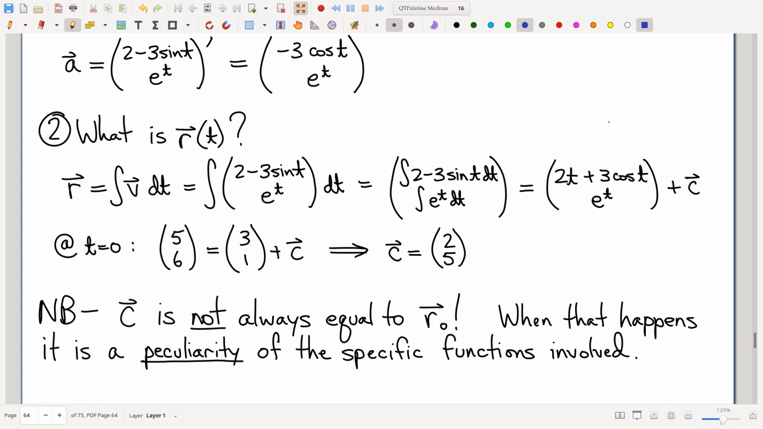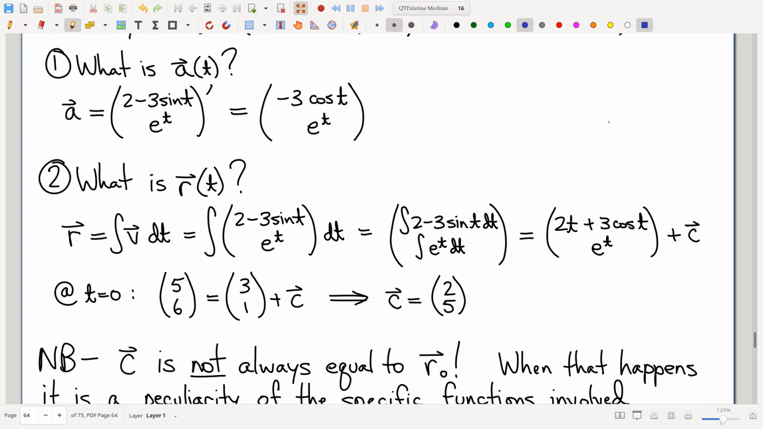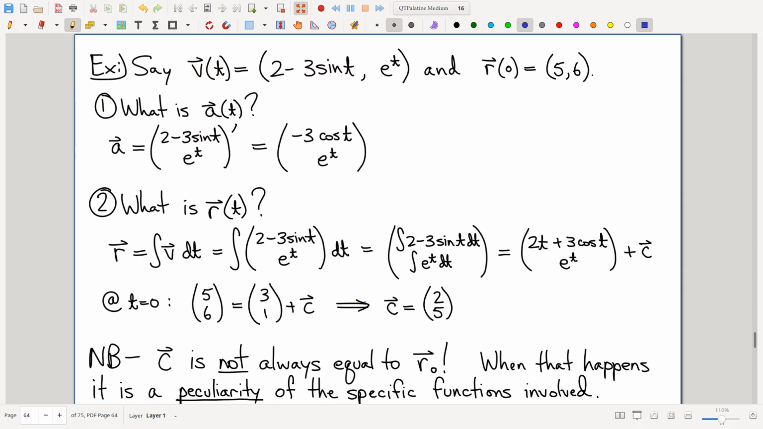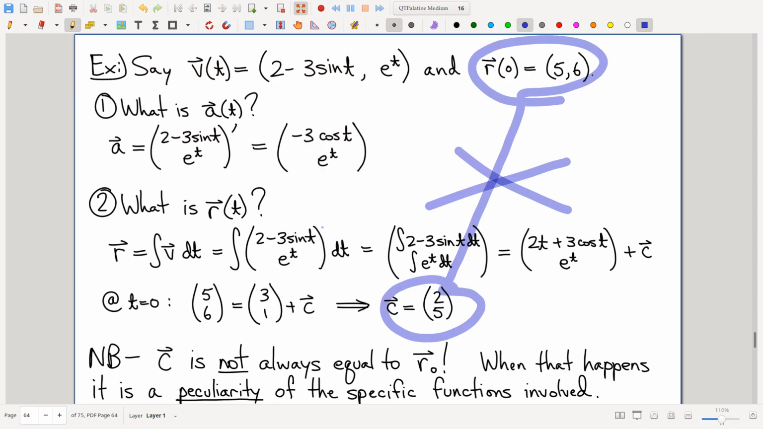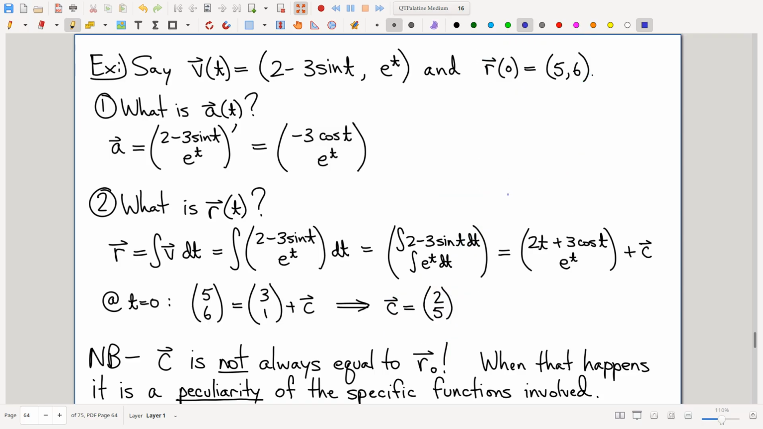Notice, very importantly, this constant is not the initial condition. So I want to be emphatically clear about that. The initial value, the initial condition, will not in general be your integration constant. Now, why do students think that it is? Aside from their teachers having tragically told them this nonsensical falsehood.